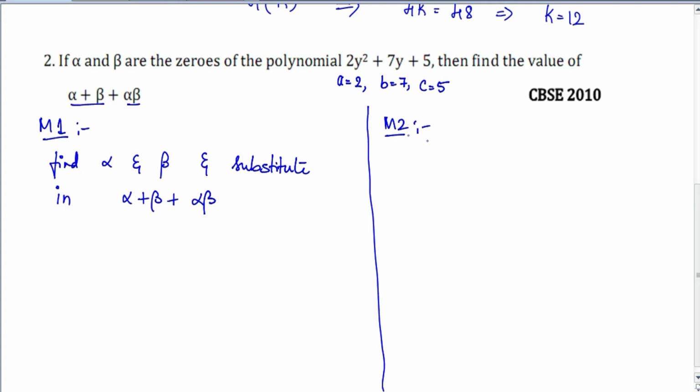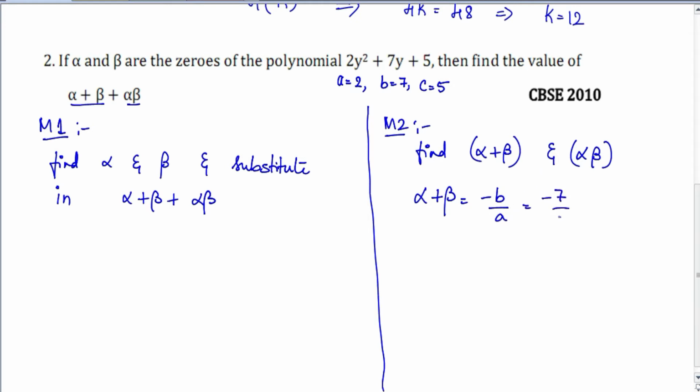So method 2 is find alpha plus beta, which is sum of zeros, and alpha beta, which is product of zeros. Using these two, we can find out the value of alpha plus beta and alpha beta. Okay, so here alpha plus beta is minus b by a, which is minus 7 by 2. Alpha beta is c by a, which is 5 by 2.